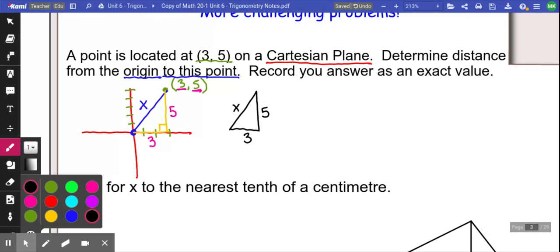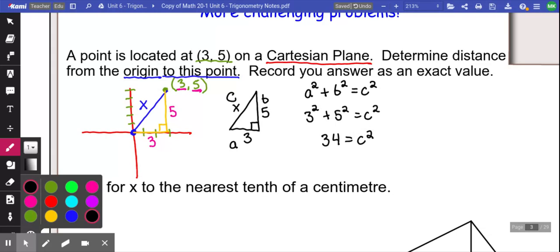3, 5, x. This is a Pythagorean Theorem question. This is a squared plus b squared equals c squared, where c is your hypotenuse and a and b are the other two. So this is 3 squared plus 5 squared equals c squared. 9 plus 25 will give me 34 equals c squared. Your last step is always to square root both sides. The square root of 34 is 5.8. So my missing side, or the distance from my origin to that point, is 5.8. Cool. The setup's the hard part on that one.